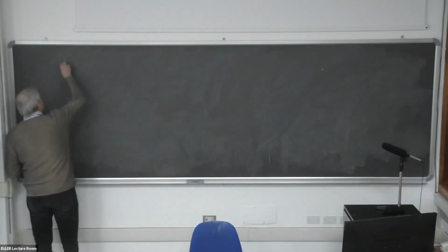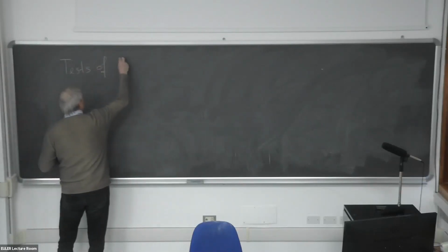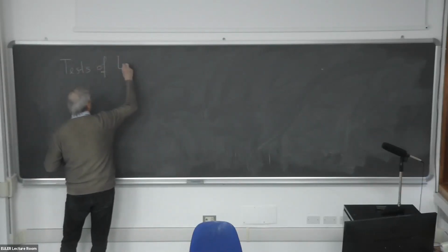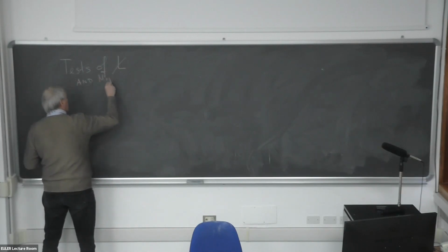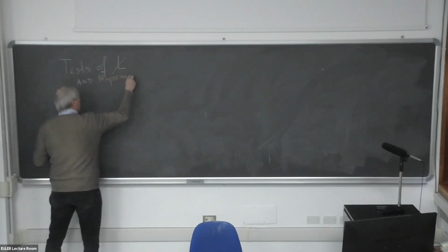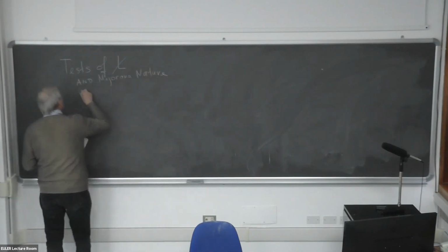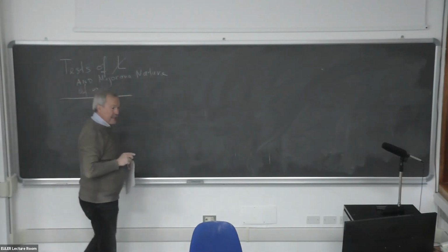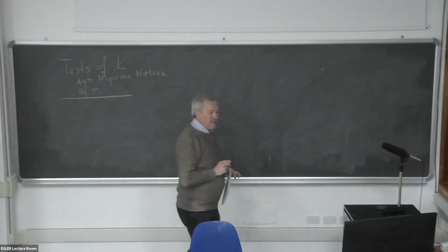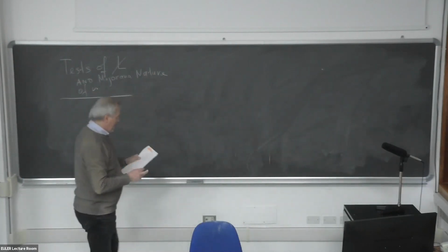So, tests of lepton number violation and the Majorana nature of the neutrino. These tests, and the most sensitive tests, are studies of so-called neutrinoless double beta decay.